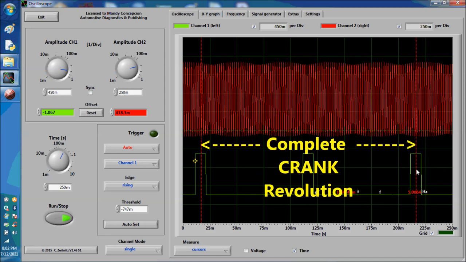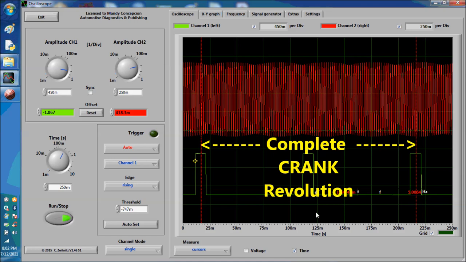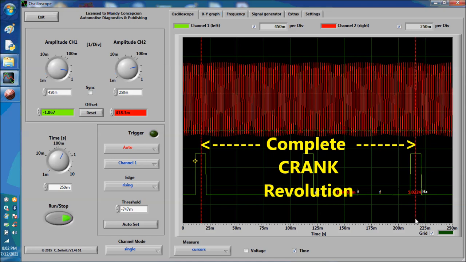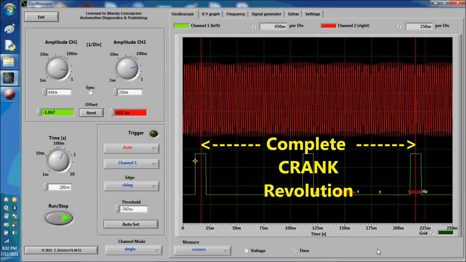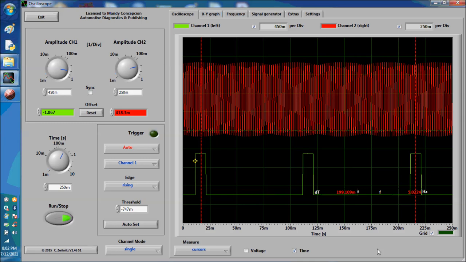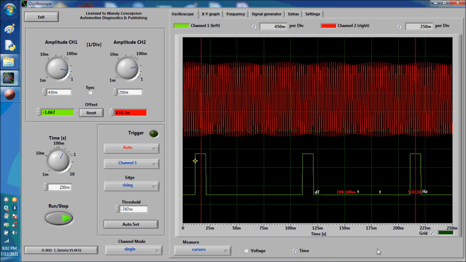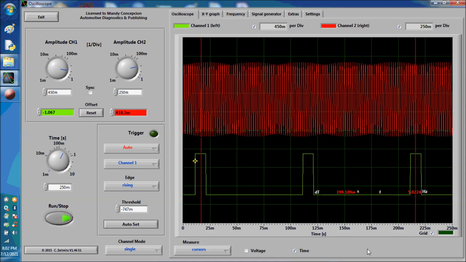And this is important because you have to know how many pulses you're going to get of the crank per cam pulse, okay? And that's going to determine many things. In between the cursors that you see here is a complete crankshaft revolution, okay?